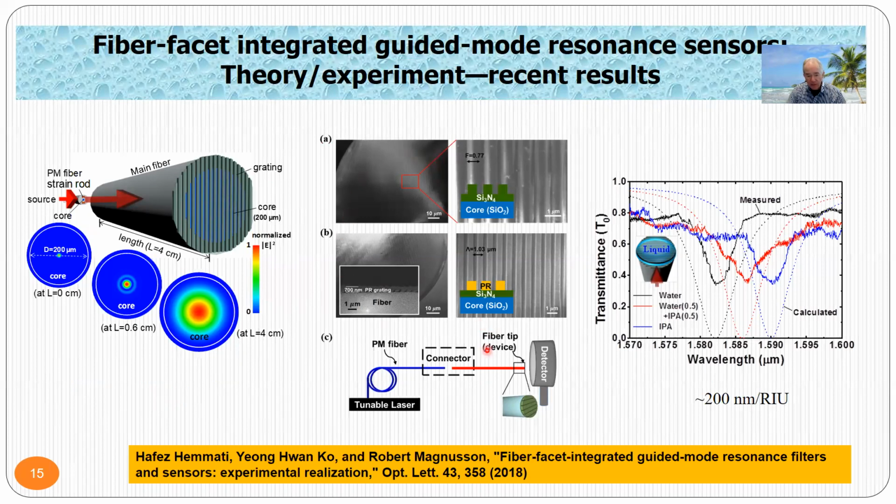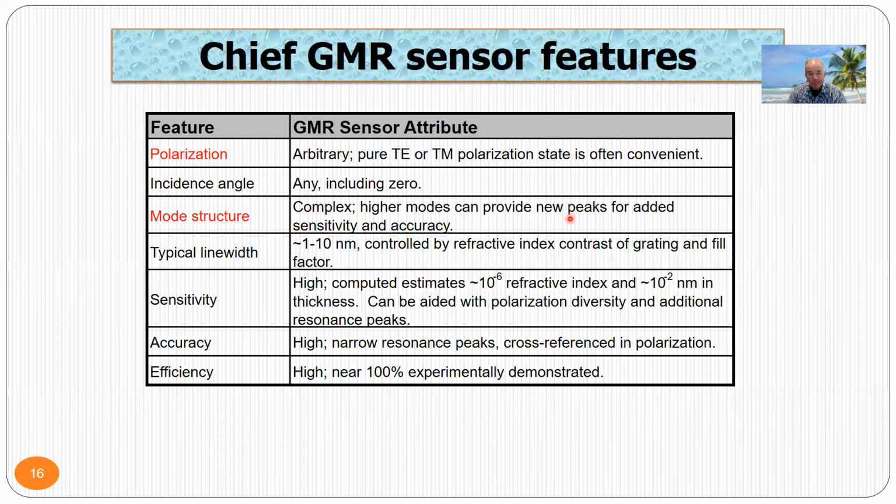So here shows some SEM images of a couple of different sensors. Here shows the resonant approach, and these are the results where we basically measured. We changed the refractive index of the background, water plus IPA and IPA, and we see the shift, and then we computed the response, and this one has about 200 nanometers per RIU.